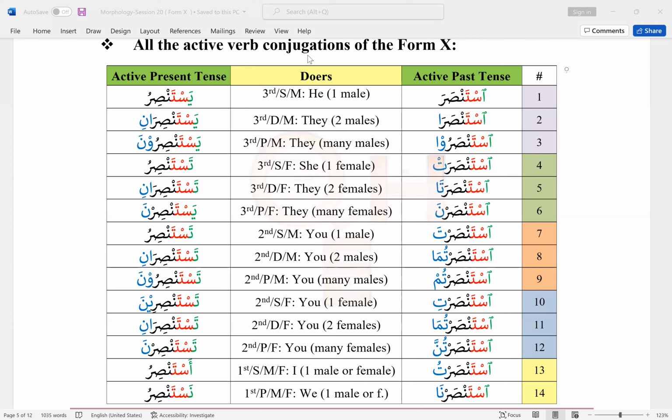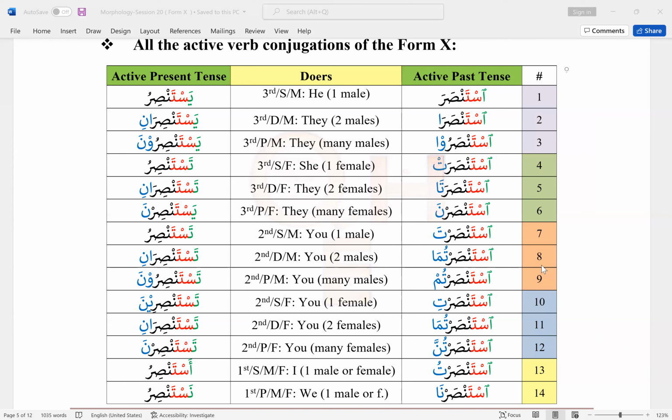Okay, and these are the doers. So these are the doers corresponding to each of the conjugations. For example, if I see a conjugation like this, istansarata, then the dual will be third person dual female, 2 females, and this is third person. Okay, now we are going to look in the next slide.